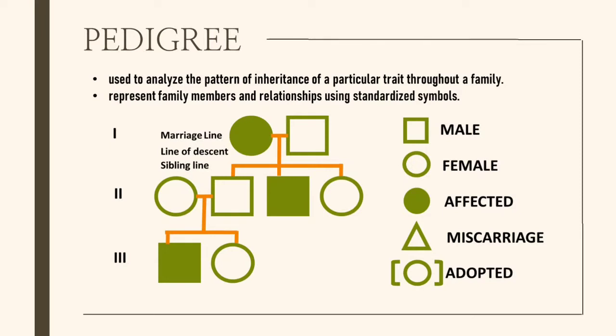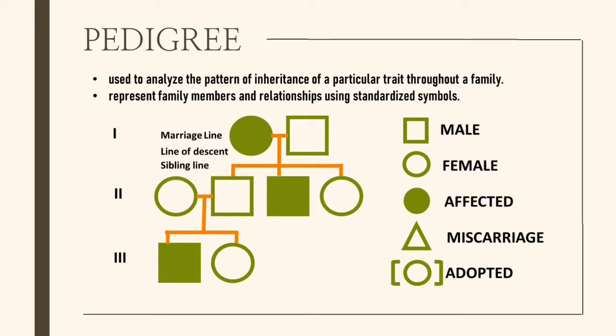So, yun nga, katulad na sinabi ko kanina, gumagamit tayo ng different standardized symbols. So, ano-ano nga ba yung mga symbols na ginagamit natin? So, for male, we have here square. For female, we have here circle. For affected, we have here shaded circle or shaded square. And the next naman, for miscarriage, we have here triangle. And for adopted, we have here circle or square with bracket. Okay, so that is the standardized symbols we're gonna use or we need to use in the pedigree.